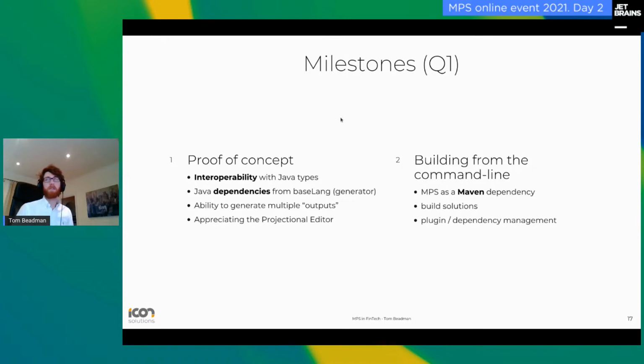And then the second point was, how do we get this as part of our application, and building from the command line, really. So how do we use MPS as part of our toolkit for modeling our domain, but also keep it simple and transparent to downstream developers. The ability to download a headless version of MPS and use it as part of a Maven build process was a key hurdle that we got over, thanks to lots of other people's help.